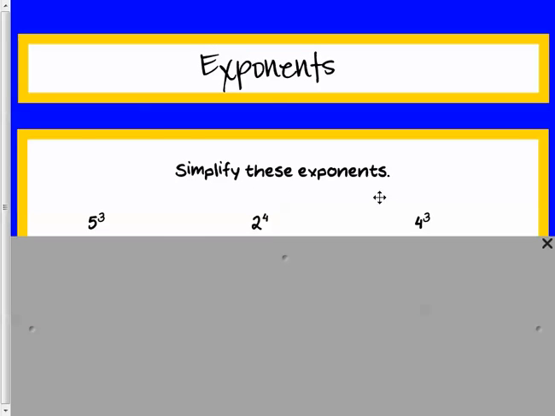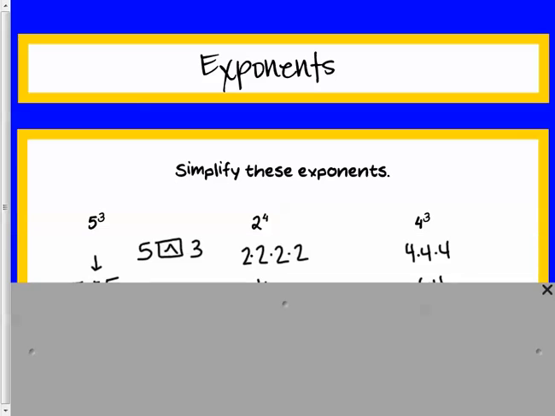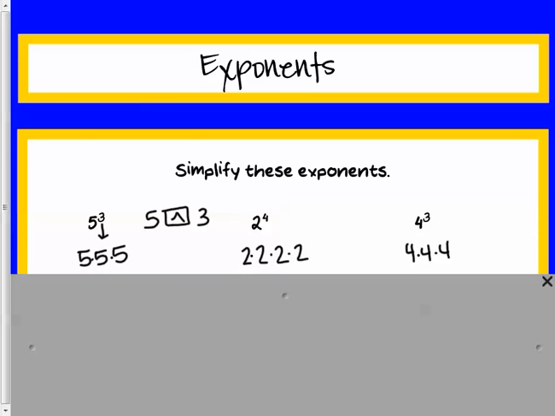Okay, they want you to simplify these exponents. So go ahead and pause the video, and I'll be back in just a second to show you what I did. First step could be expanding it and then putting it in standard form. Or you can plug it into your calculator. I'm going to show you standard form first. So for each of these, this would be 5 to the 3rd power written out 5 times 5 times 5. 2 to the 4th power, which is 2 times 2 times 2. And 4 cubed, or 4 to the 3rd power, is 4 times 4 times 4.